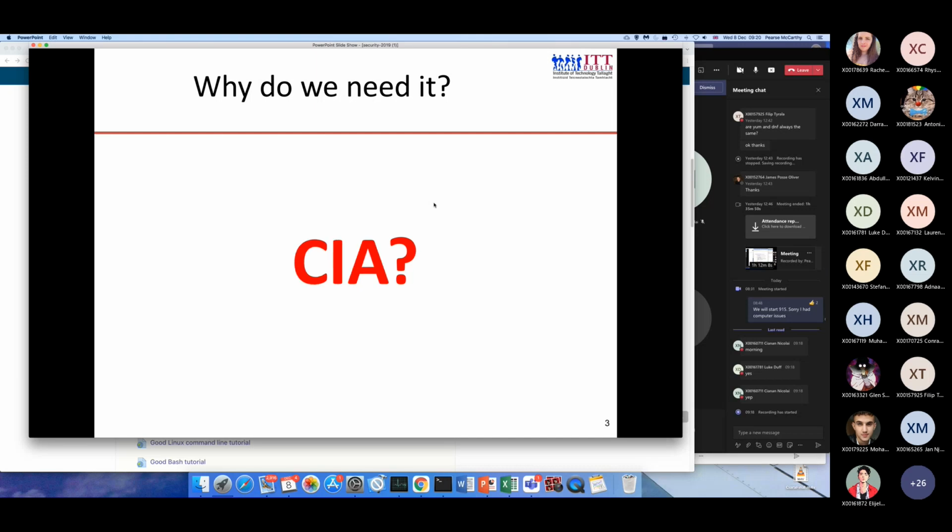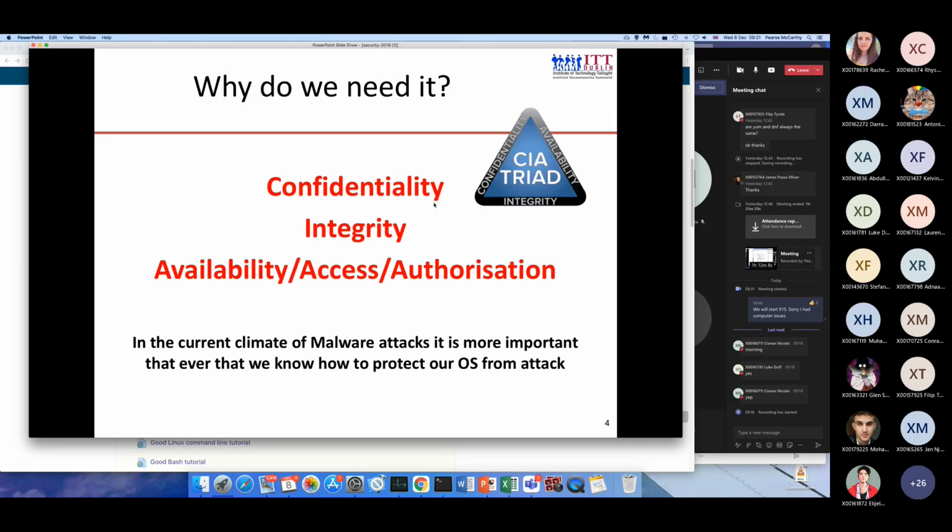Why do we need it? Do you remember CIA? That's from last year. But again, as I said to you, if you're ever answering a security question, make sure you bring in these three terms because they are highly relevant to anything to do with security. If I was in the lab, if I was in the room, we'd have a chat and I'd ask you what they were, but it's online, so it gets a little bit complicated. So CIA: confidentiality, integrity, and the 3A's: availability, access, authorization.